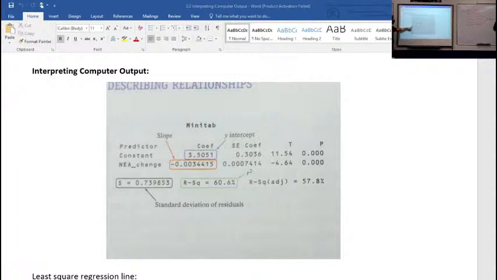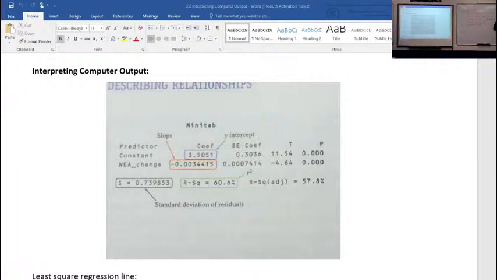We have this S, which we haven't talked about yet. That stands for standard deviation of the residuals. So if you see S and need to know how to interpret it, it's just standard deviation of the residuals. That won't be on the test, but eventually you might need to. You should know what standard deviation is. You should know what residuals are, and so you should be able to use that to interpret it. Eventually you'll get there.